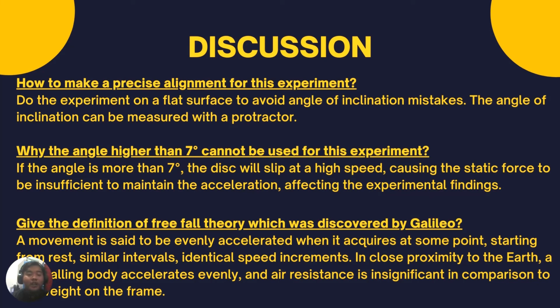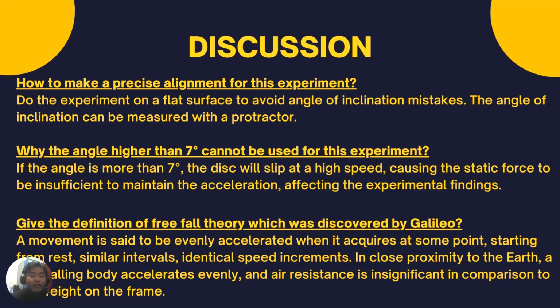The next question, how to make a precise alignment for the experiment. Do the experiment on a flat surface to avoid angle of inclination mistakes. The angle of inclination can be measured with a protractor. Next one, why can an angle higher than 7 not be used for the experiment? The answer is, if the angle is more than 7 degrees, the disc will slip at high speed, causing the static force to be insufficient to maintain the acceleration, affecting the experimental findings.